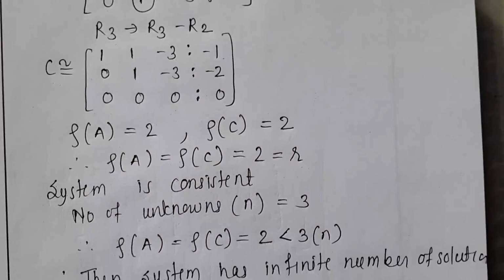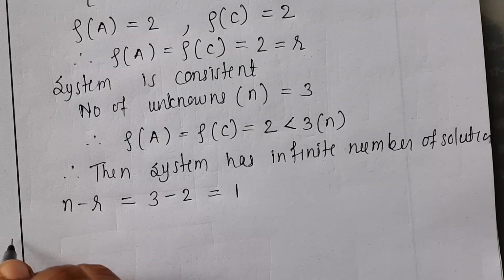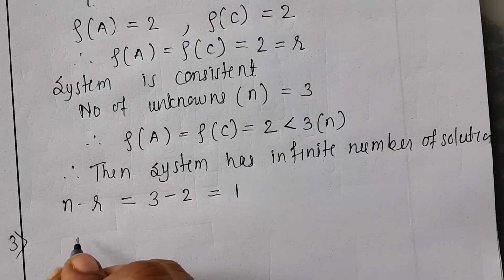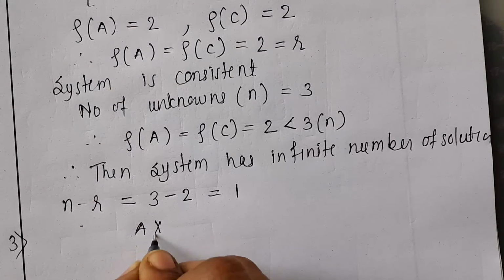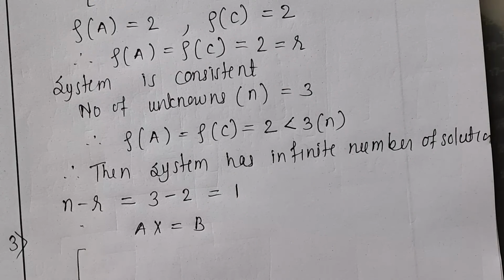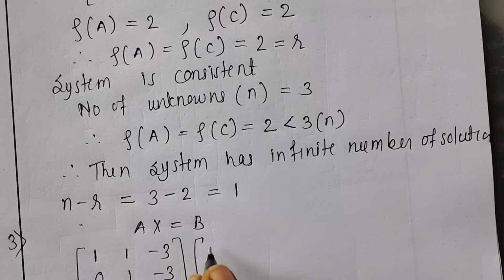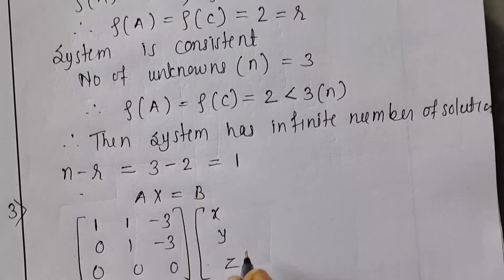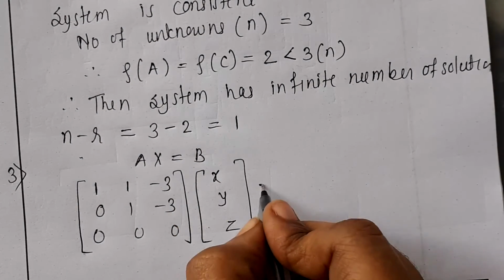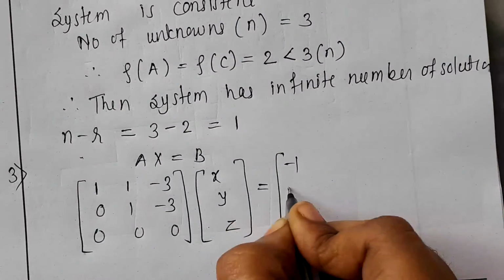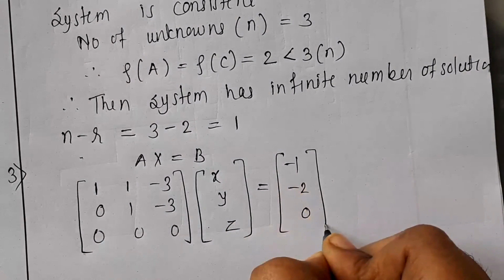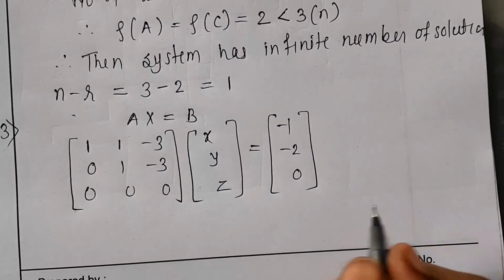Now write this system in matrix form first. So Ax is equal to B. Third step is to write the system in matrix form, Ax is equal to B again. But we write the reduced matrix here. 1 1 minus 3, then 0 1 minus 3, 0 0 0. This is our A matrix. Then X matrix will be x y z and B matrix is our reduced matrix, which is minus 1, minus 2 and 0.